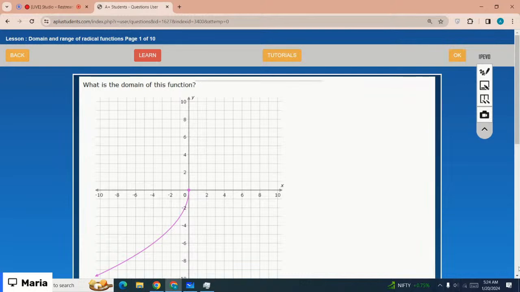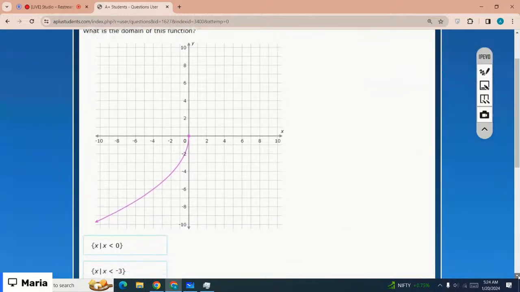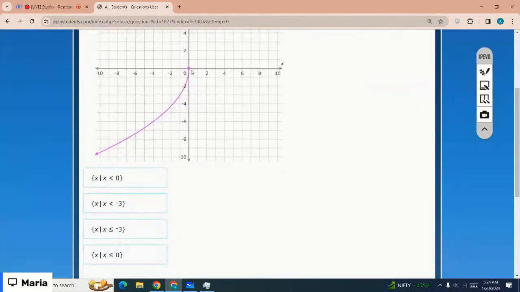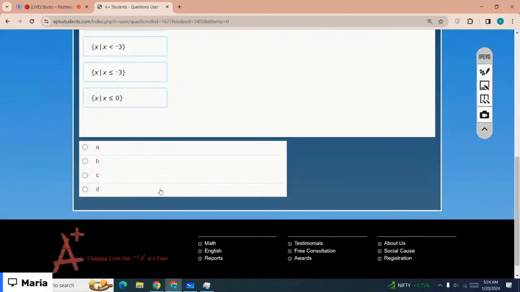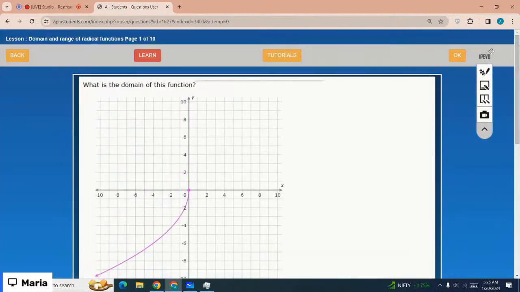So just look at the options. You can see the values are starting from the origin, right? Starting from 0 and going until 10, that means all the values are negative. You can see here all the x values are negative, so that would be x belongs to x such that x is less than or equal to 0, right? Option number 4, D, is the correct option. The last one: x such that x is less than or equal to 0.